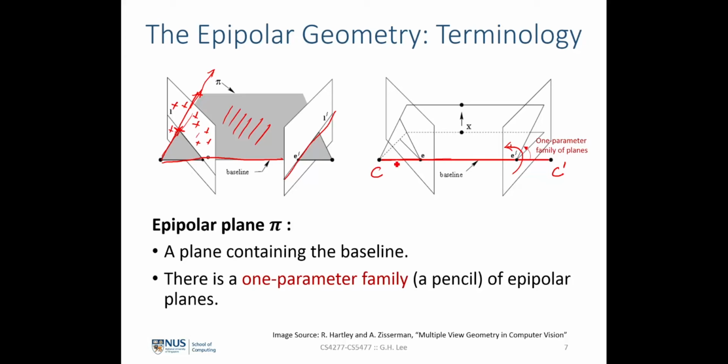Hence, there is only one single baseline that cuts across the two respective image planes at the epipoles E and E prime respectively. So in this case, E and E prime are also fixed. And hence, given all the possible point correspondences, we would have a whole family of epipolar planes that must pass through the same baseline. As a result, this family of epipolar planes must be parameterized by one parameter that revolves around the baseline.